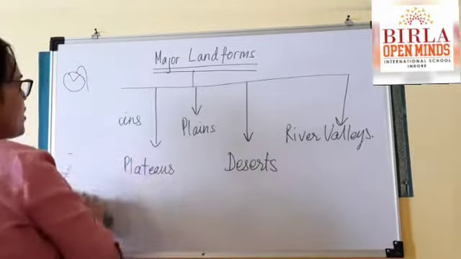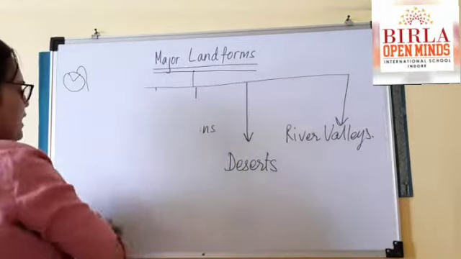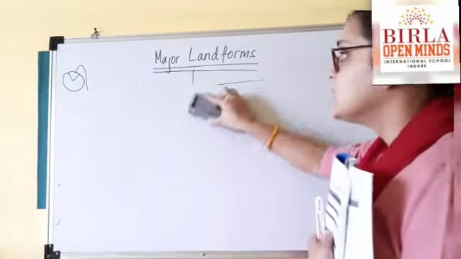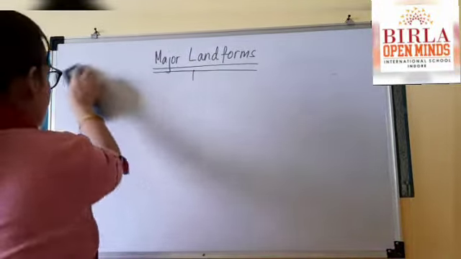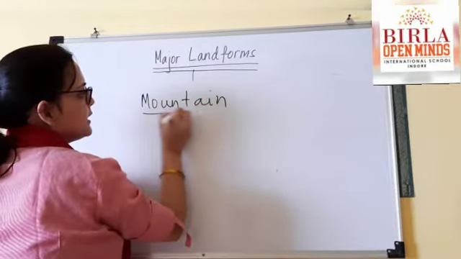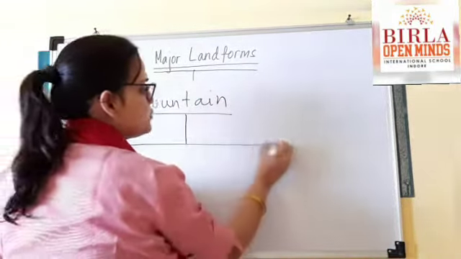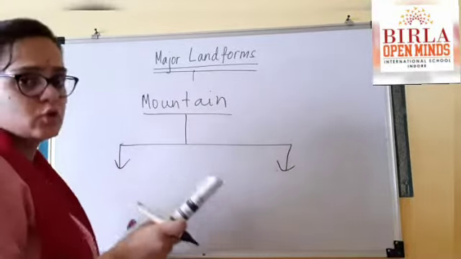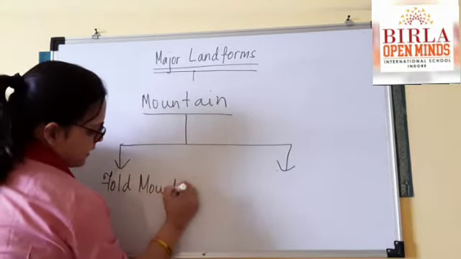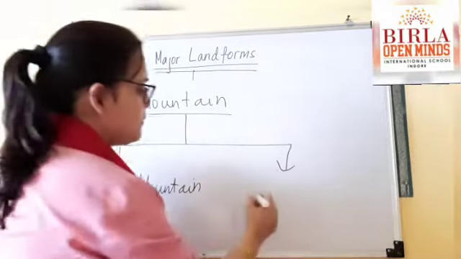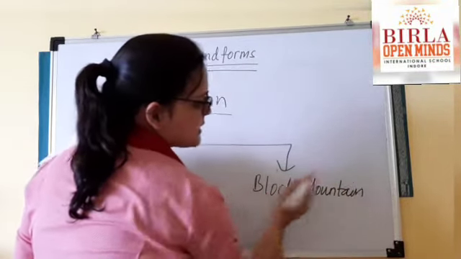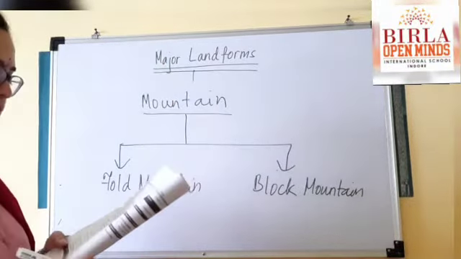So we've talked about what the major landforms are. Now let's go to one such landform that we are going to talk about today, and that is the mountain. Let's talk about mountains in a little detail. Mountains are basically of two types. How many types? Two types. One is the fold mountain, and the other one is the block mountain. So mountains are basically of two types, fold mountain and block mountain.